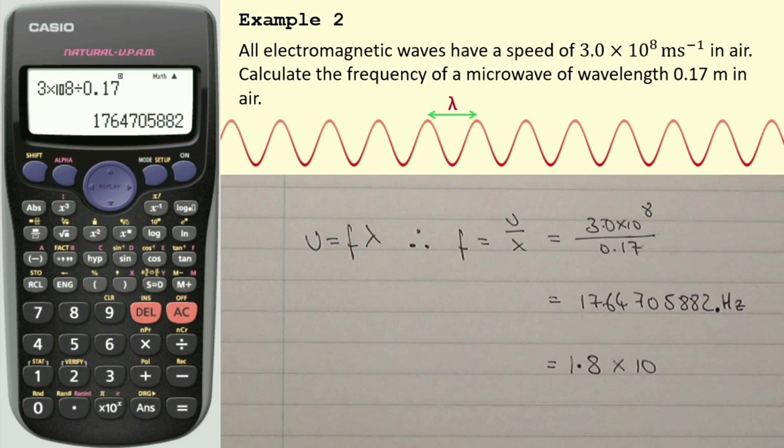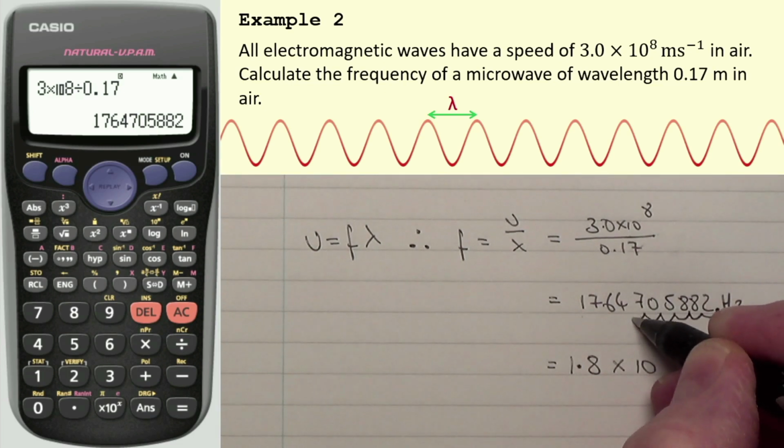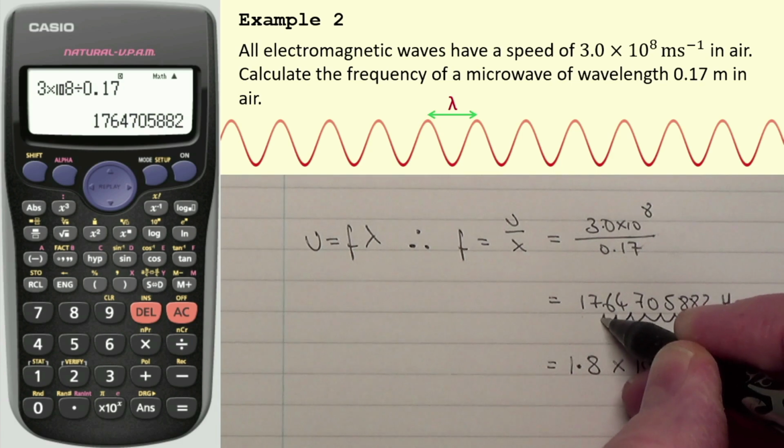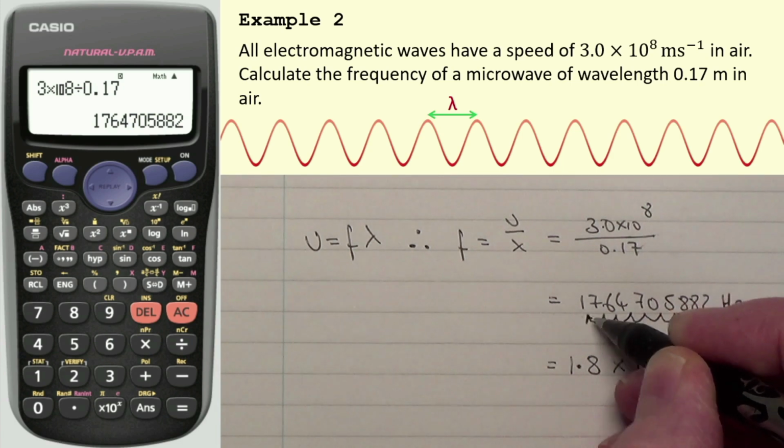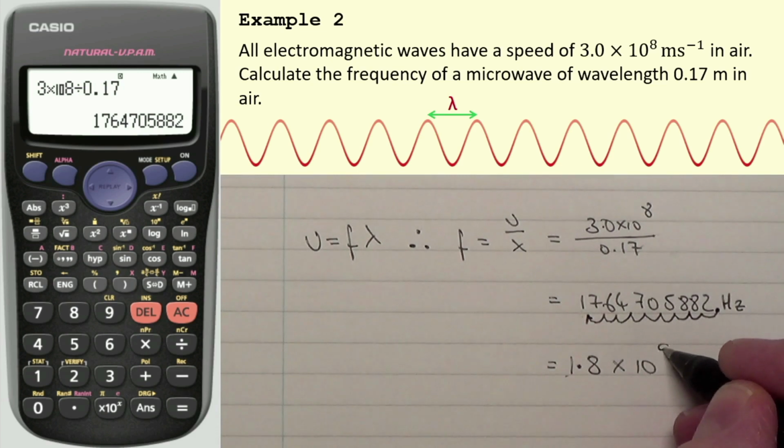So what I now need to do is to move the point. Before we were moving it to the right, here we have to move it to the left. So that ends up between the first 2 figures. And that'll tell us our power here. So we need to move it to the left 1, 2, 3, 4, 5, 6, 7, 8, 9 positions, which means that this answer is 1.8 times 10 to the power of 9 hertz.